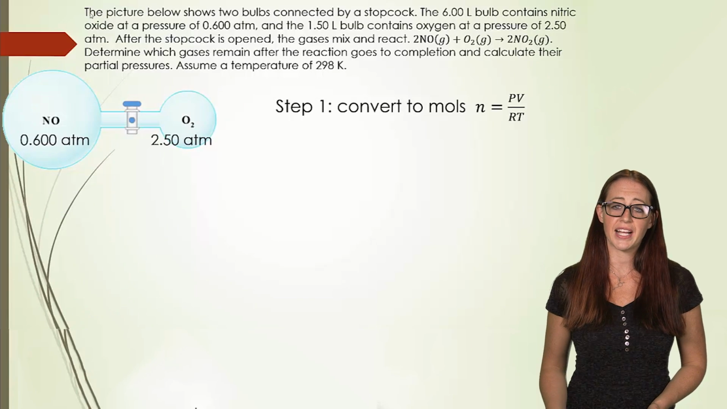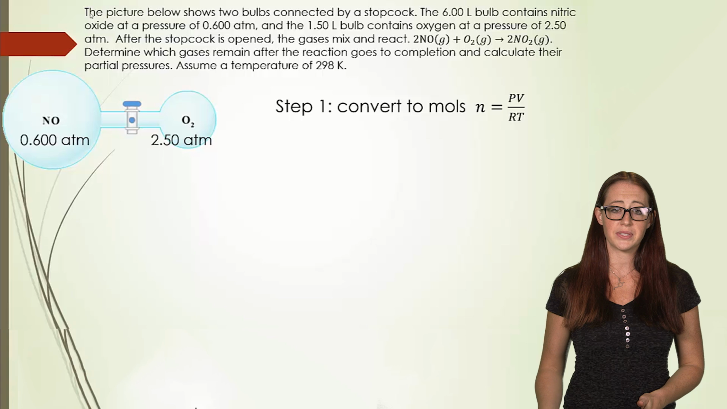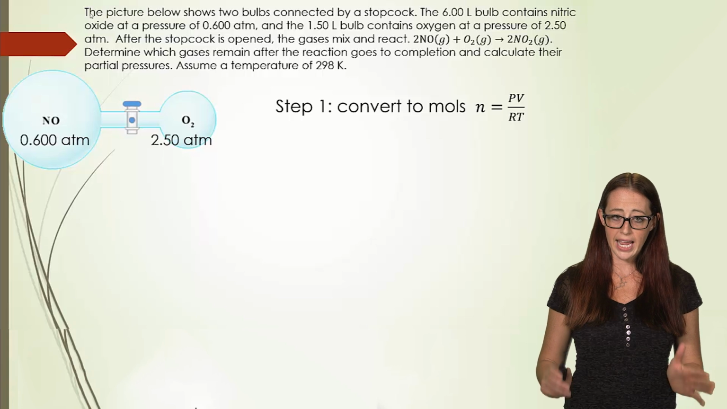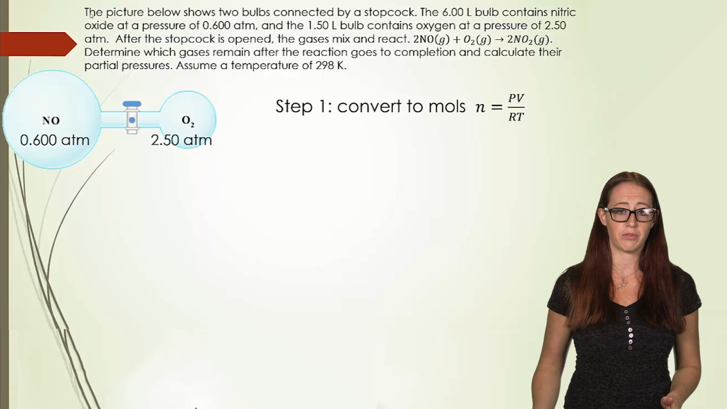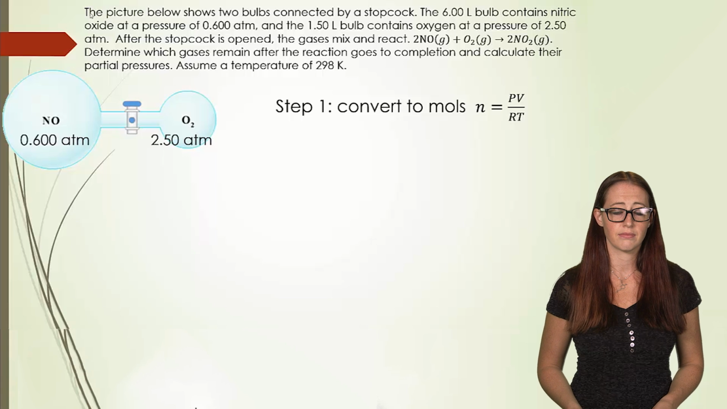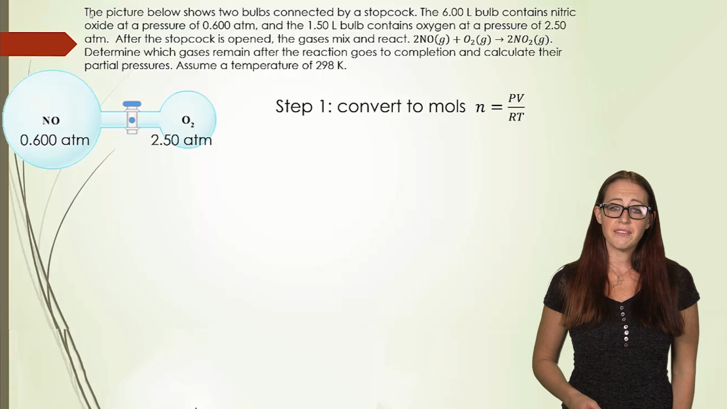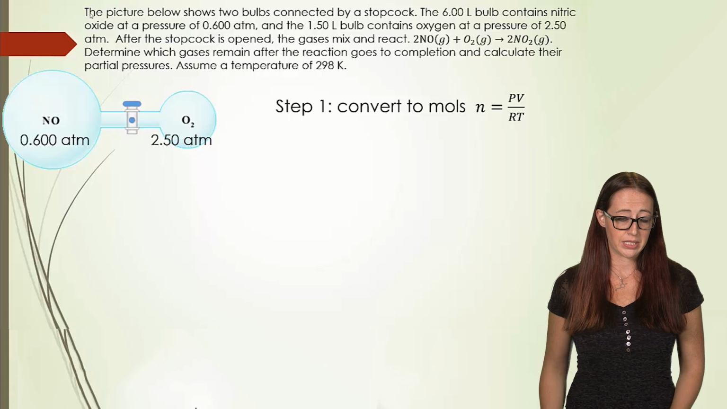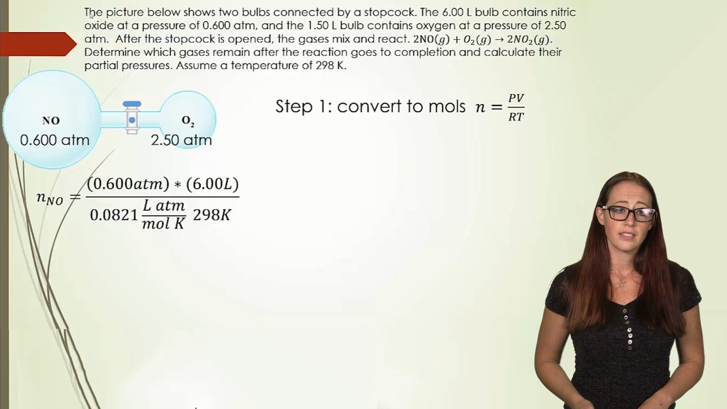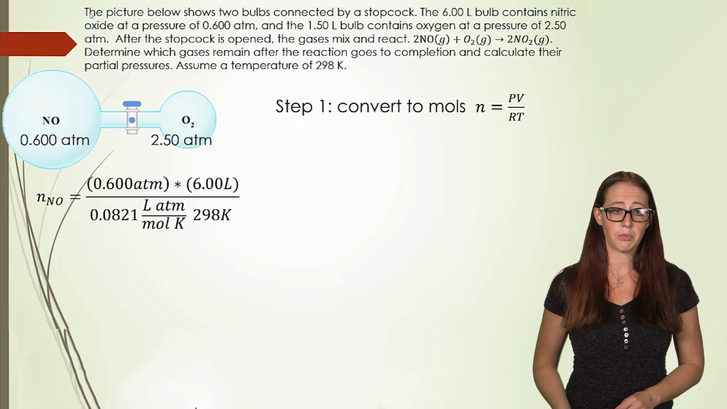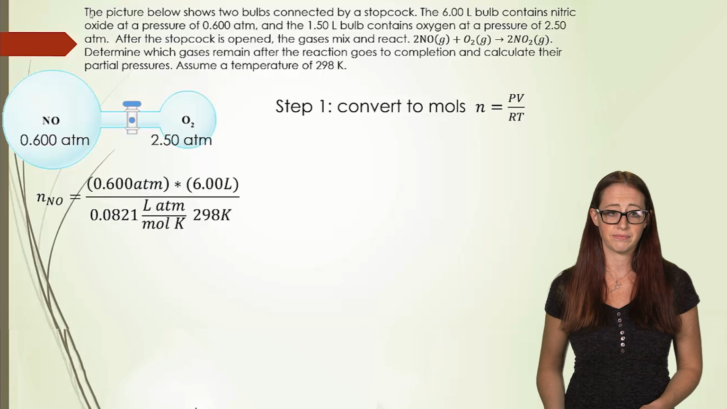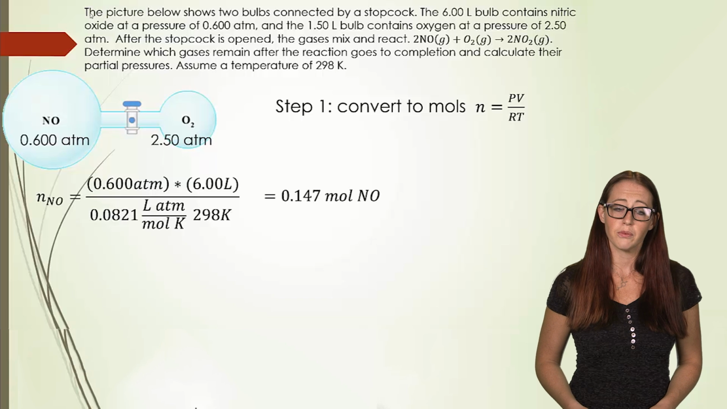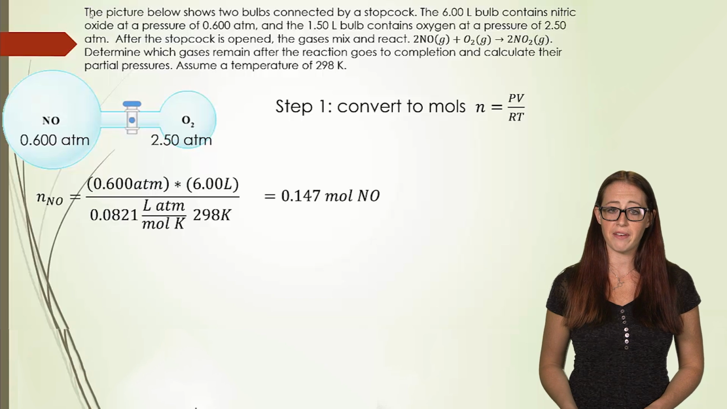So using the ideal gas law, we're going to convert our initial values given into moles. So take a moment and do this on your own first before going on. We have the initial values for each bulb given separately. If we use our ideal gas law for moles of NO, we fill in our 0.6 and our 6 liters. We divide by our R and our T. From here, we get 0.147 moles of NO.